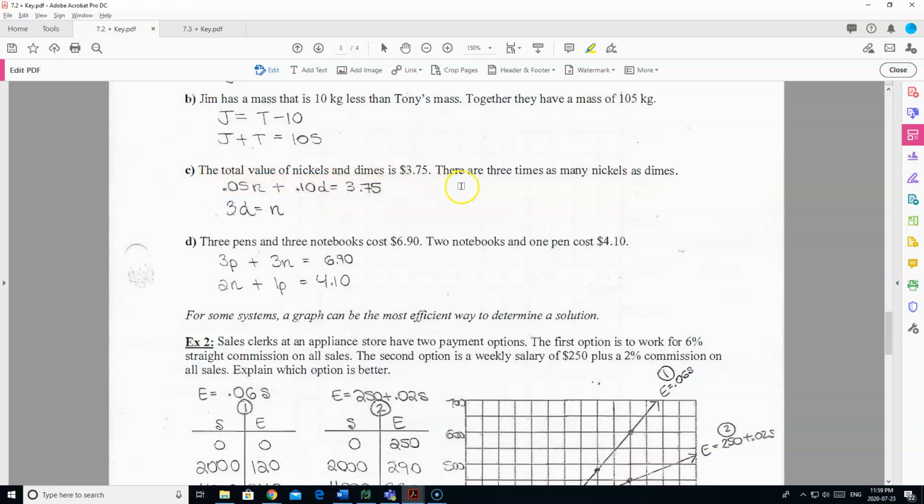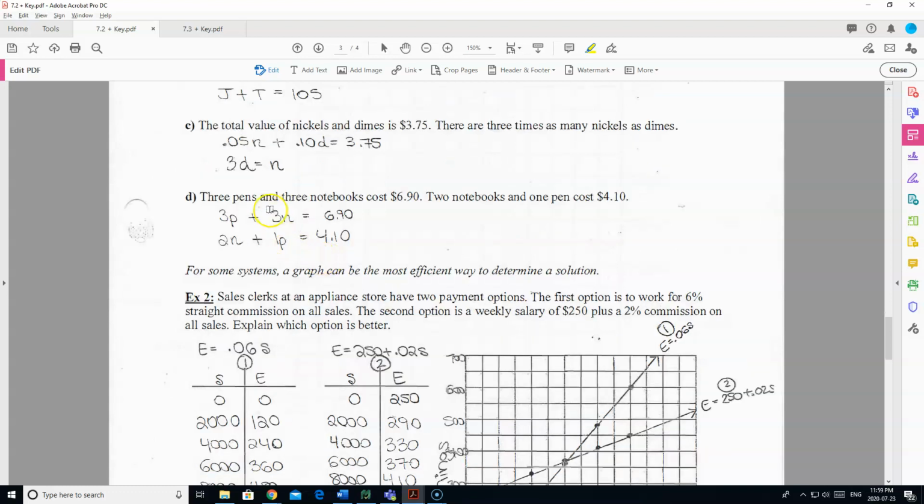And then equation 2, there are 3 times as many nickels as dimes. So straightforward. So 3 times d is going to give you how many nickels there are. Because if there's 3 times as many nickels as dimes, so if there's 5 dimes, 5 times 3 gives you 15. That would be 15 nickels, right?